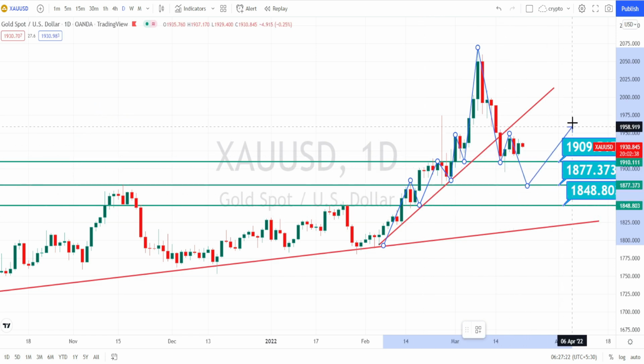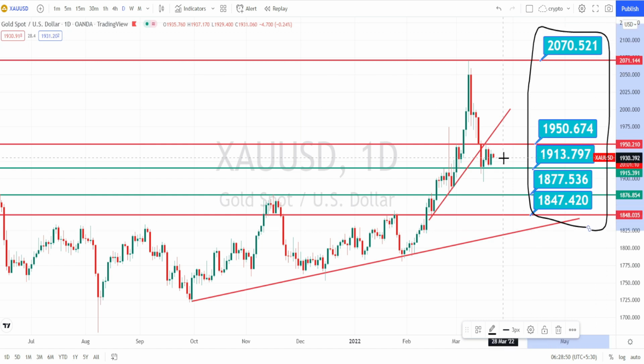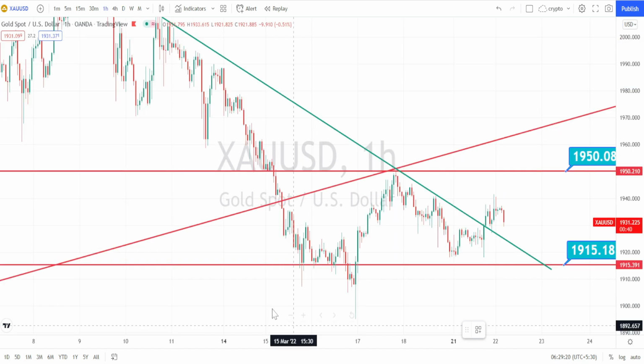We can still expect a bullish trend reversal at any moment from any of these support levels. So these are all the support and resistance levels in daily time frame. Let us do the analysis in hourly time frame. So I am in hourly time frame now.